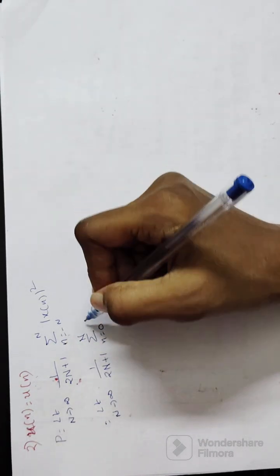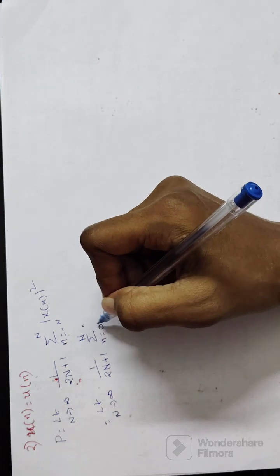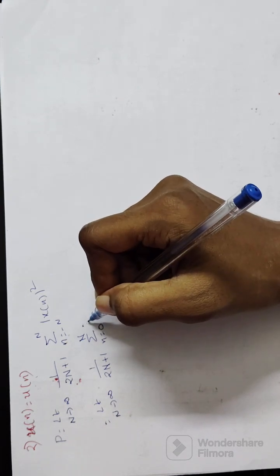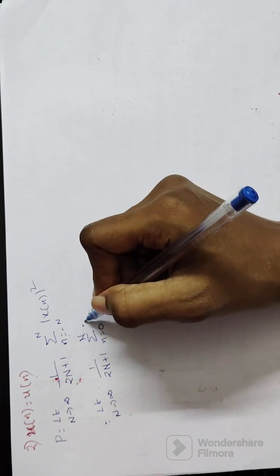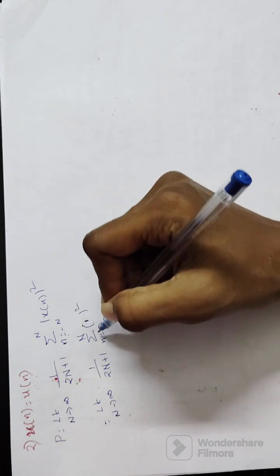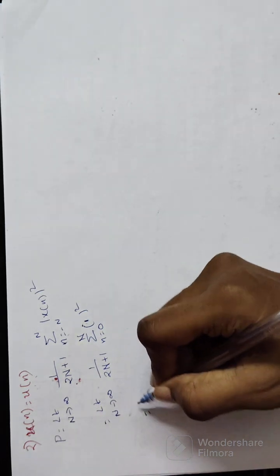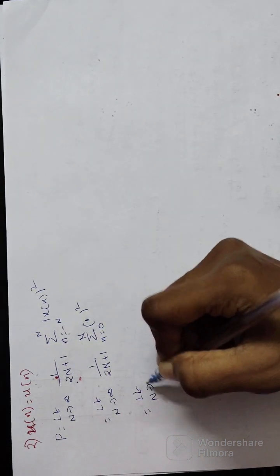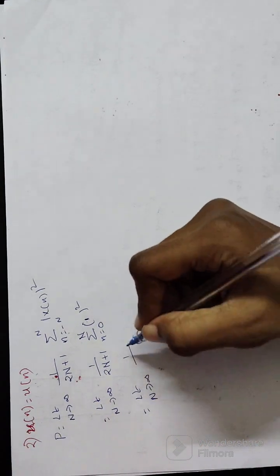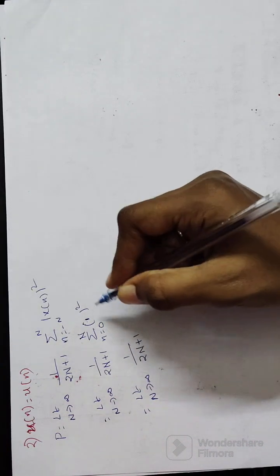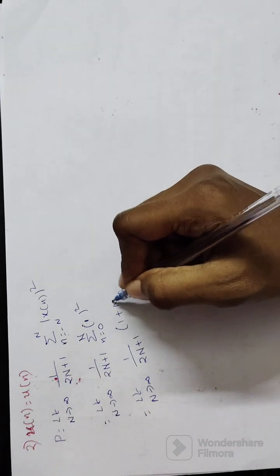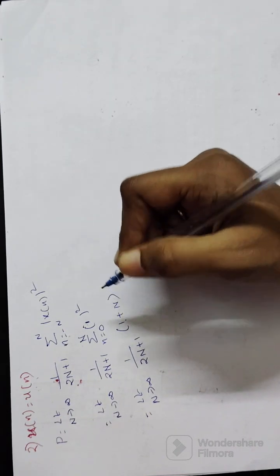So limit n tends to infinity 1 by 2n plus 1 summation n is equal to 0 to n. What is the x of n value? That is u of n. If you remove u of n, you have to change the limits from 0 to infinity. Now the value is 1. If you expand this series, you get limit n tends to infinity 1 by 2n plus 1 times (1 plus n).